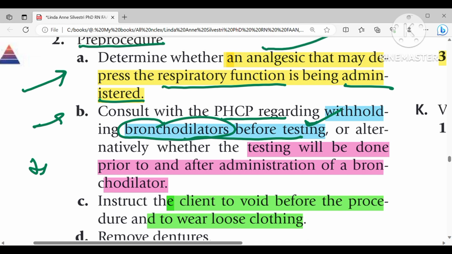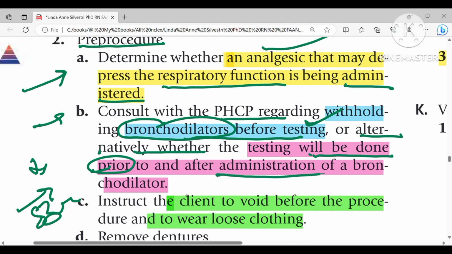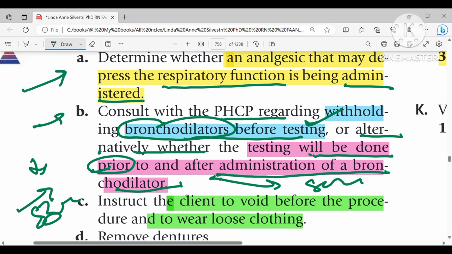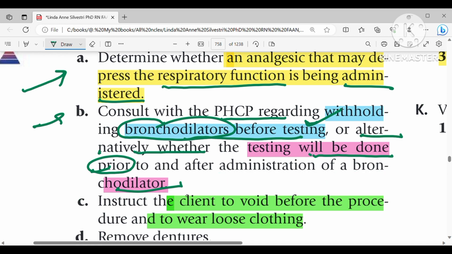Before the pulmonary function test, we should hold the bronchodilator if any bronchodilators are prescribed to the patient. Alternatively, the test will be done prior to administering the bronchodilator, or we can do the test some time after administration of the bronchodilator. Only after some time can we do the PFT. So these are the main important points.